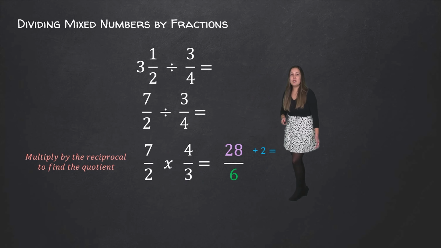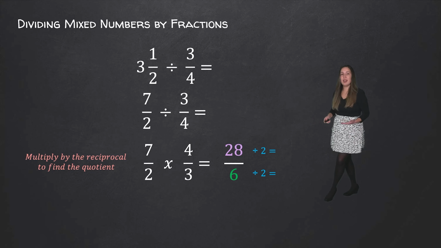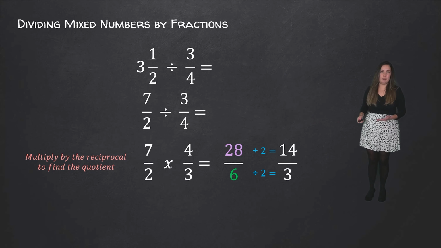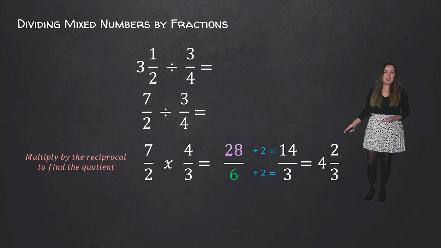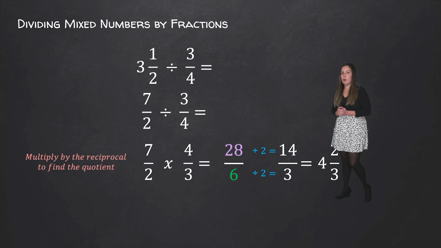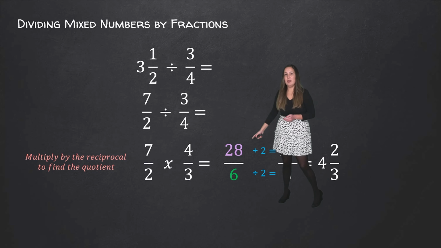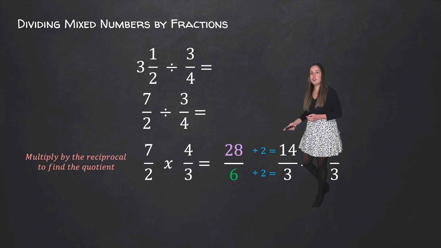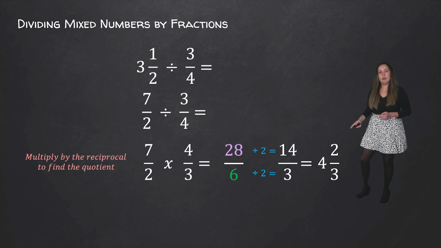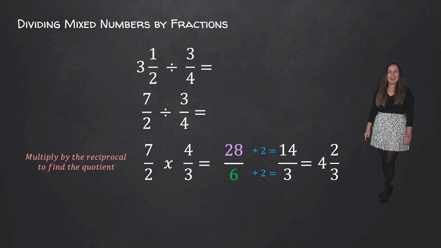We could take the 28/6 and divide them both by 2. Now 28 divided by 2 is 14, and 6 divided by 2 is 3, and that is equal to 4 2/3, okay? So we took our improper fraction, simplified it, and then wrote it as a mixed number. And that's it for dividing mixed numbers by fractions.